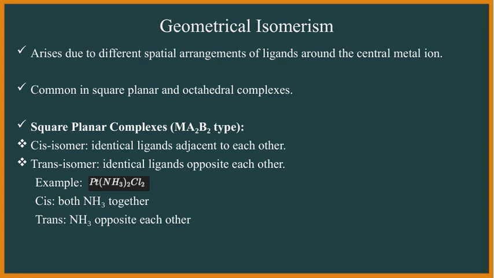Recognizing these differences is key because they can influence the chemical properties and reactivity of the complexes. So, understanding geometrical isomerism helps us see how the spatial arrangement affects the behavior of coordination compounds, linking back to the overall theme of how structure influences properties in coordination chemistry.